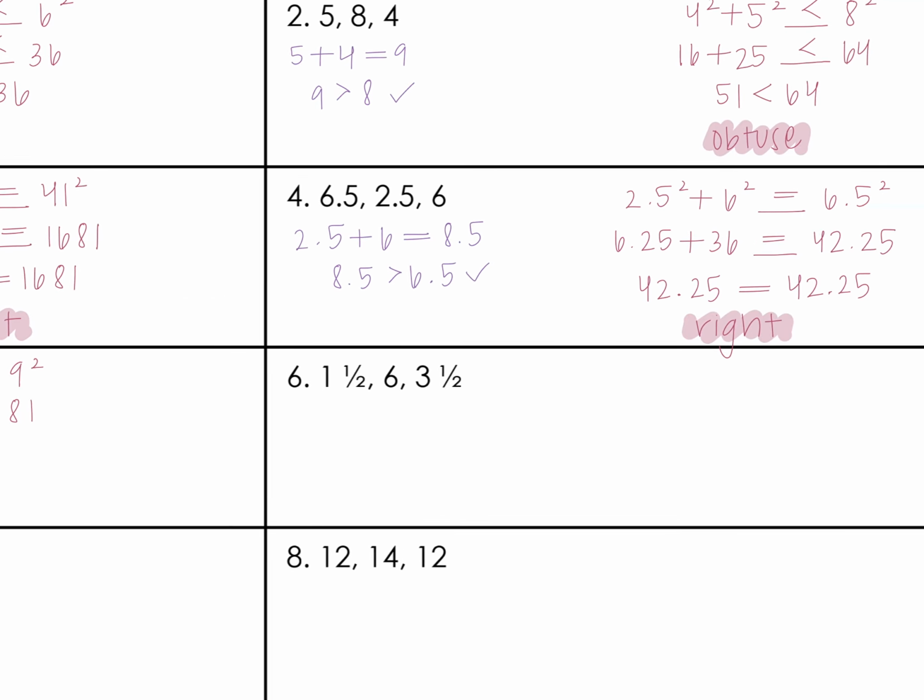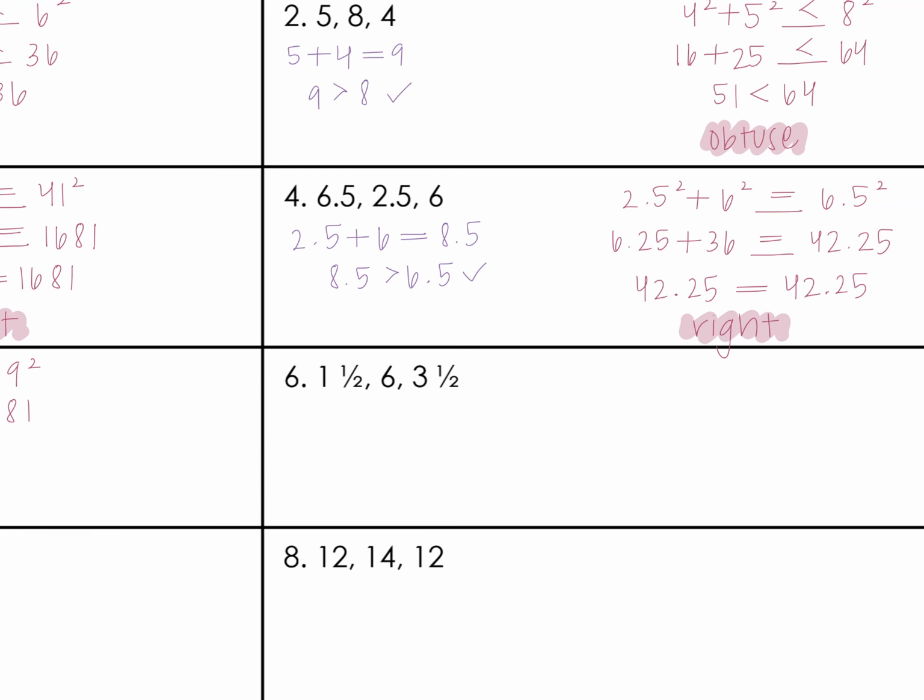Okay, moving into number 6. So in number 6, I'm going to change this into decimals, but we'll get that 1.5 plus 3.5 is going to be equal to 5. And then we'll have that 5 is actually going to be less than my 6. So this is not a triangle.